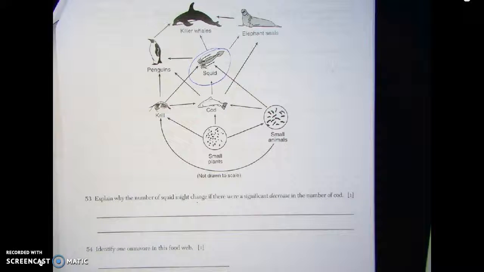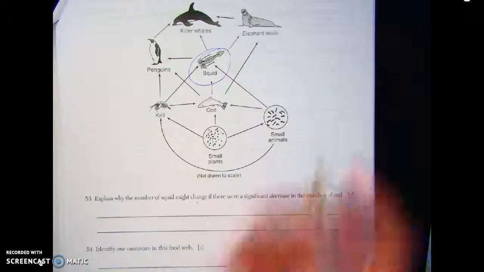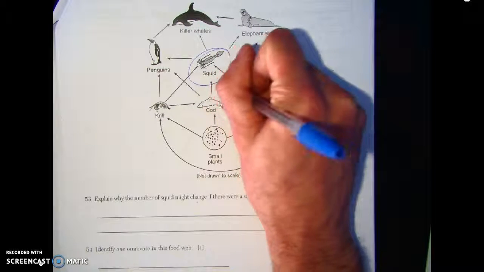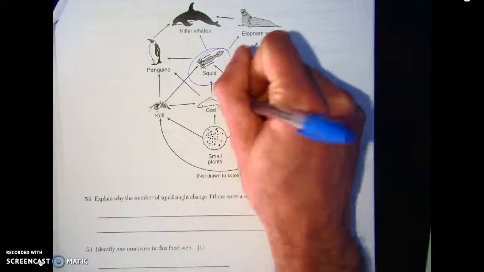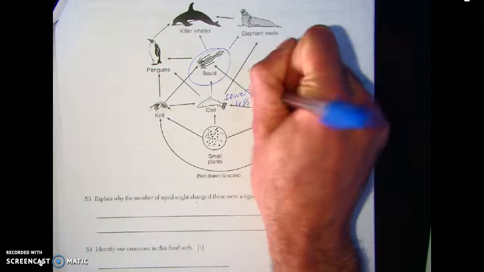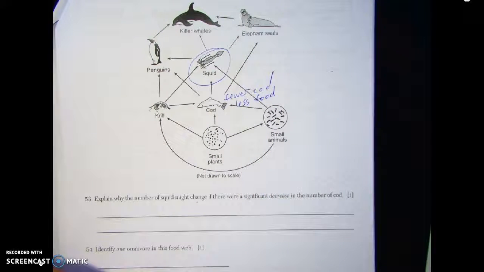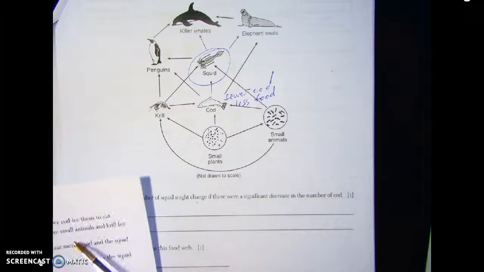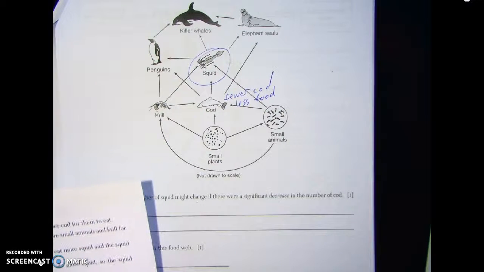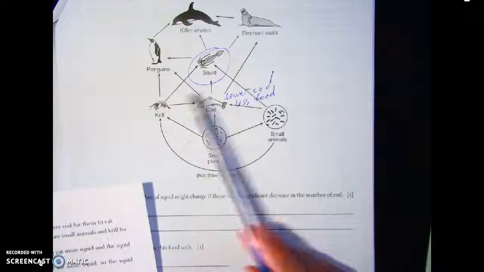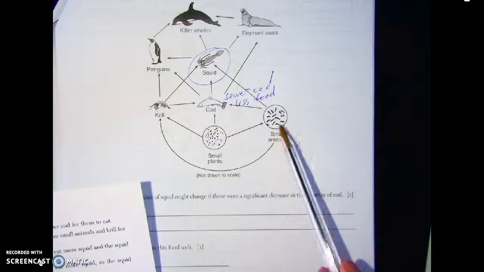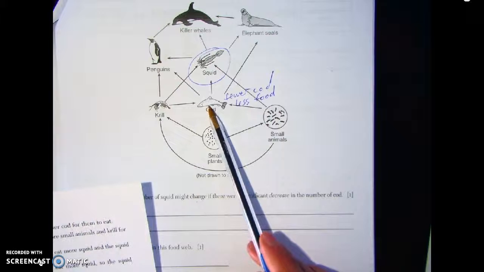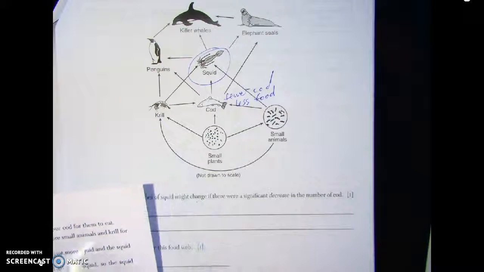And I think that's the most obvious answer, that with fewer cod, there's going to be less food for the squid. But I'll read all of the examples, and you don't have to have something that's exactly this, it's just got to have the same idea. So it says the squid population would increase because there would be more small animals and krill for them to eat. The idea in that answer is if the squid isn't eating krill and the small animals, then there's going to be an increase in the population of cod.